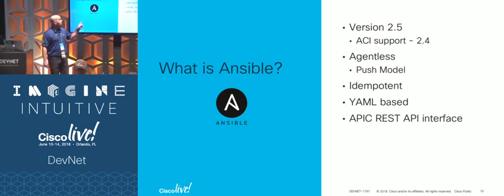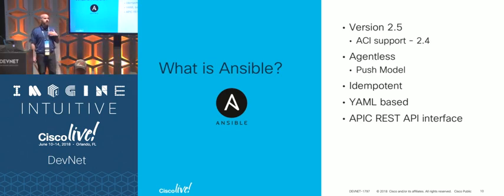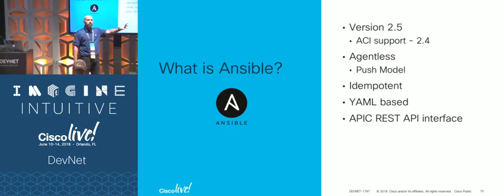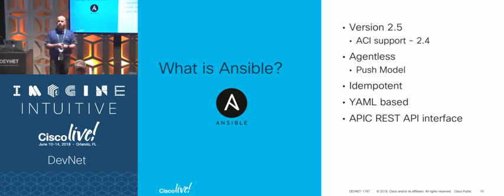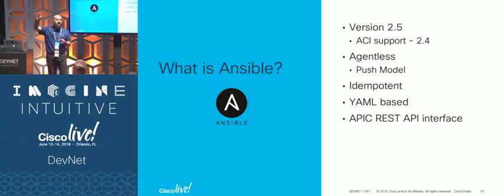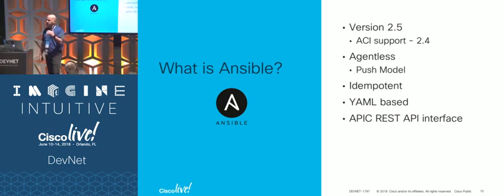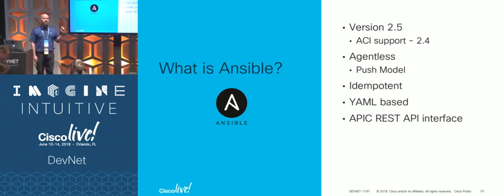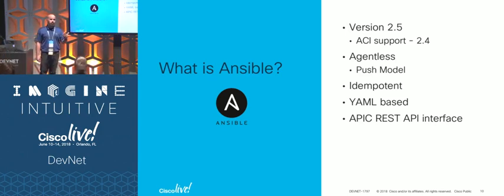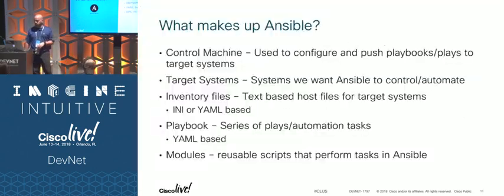It came in 2.4. It is agentless, so it doesn't require us to install software on the target systems that we want to manage because it leverages a push model. So from our control systems, we can push the configuration and policies out to those target systems that we want to manage. It's idempotent. That means I can run the same plays and tasks every time and I will get the same result. So it has idempotency. It is YAML-based, yet another markup language, or YAML Ain't Markup Language, depending on who you talk to, right? It also leverages the existing APIC REST API interface that you're already using with the GUI. So it leverages that.